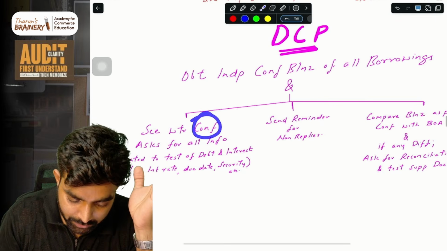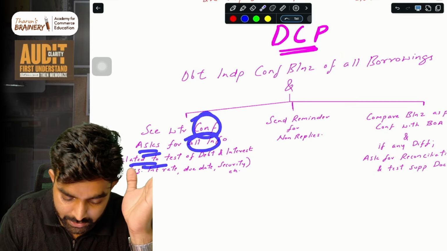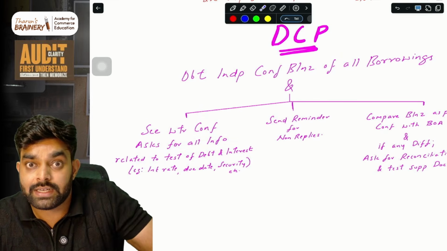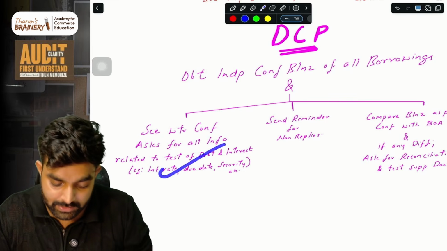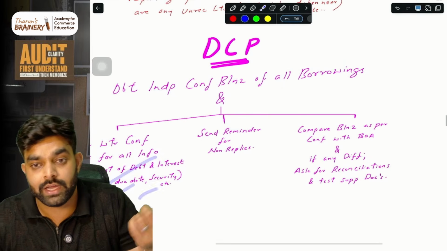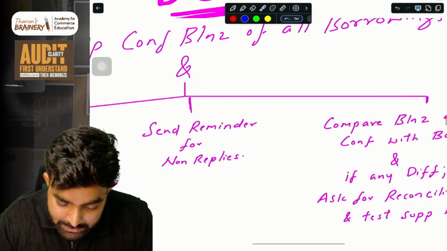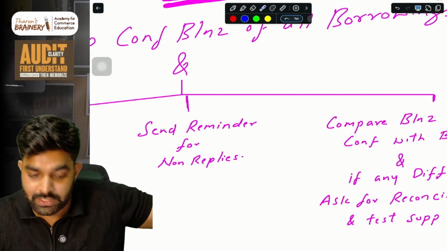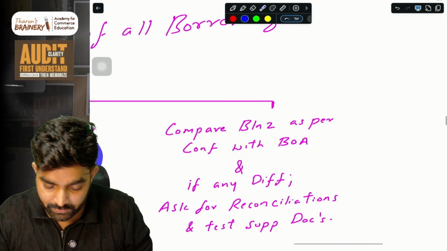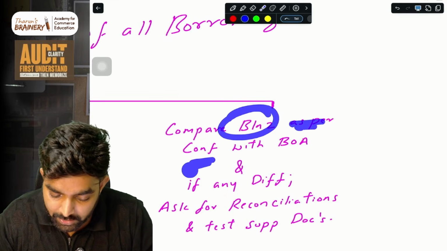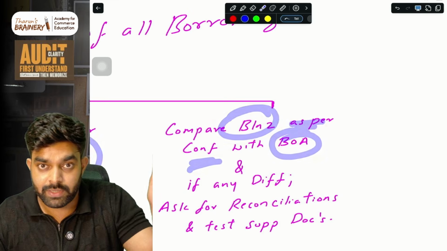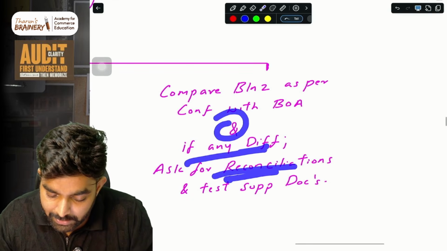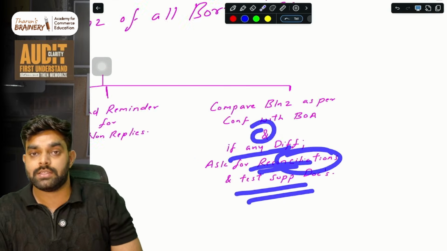Then see whether the confirmation asks for all the information related to the terms of debt and interest. In the confirmation, when you're asking, ask for all the interest details, the detailed things also. Interest rate, due date, everything you can ask, not just the closing balance. Then send a reminder for non-reply. If you asked for confirmation and the bank is not responding, send one more reminder. Then compare the balance as per the confirmation with the books of accounts. If any difference is there, ask the company for reconciliations and supporting documents.